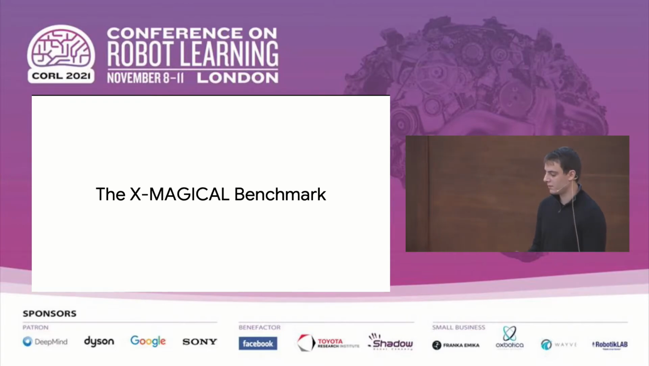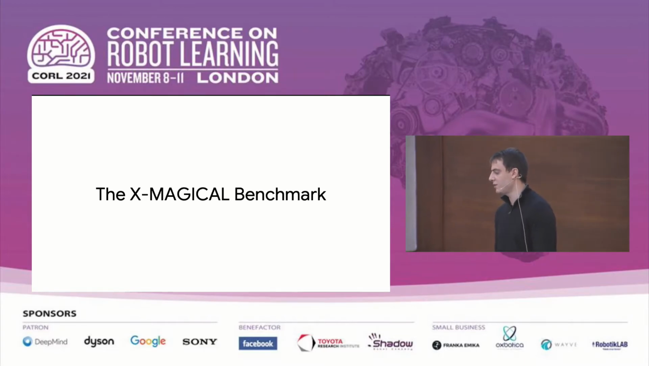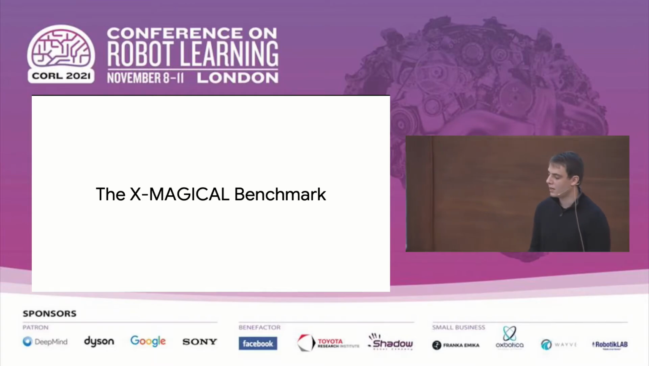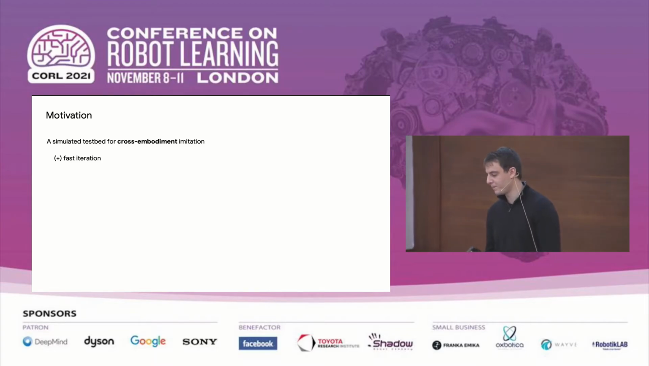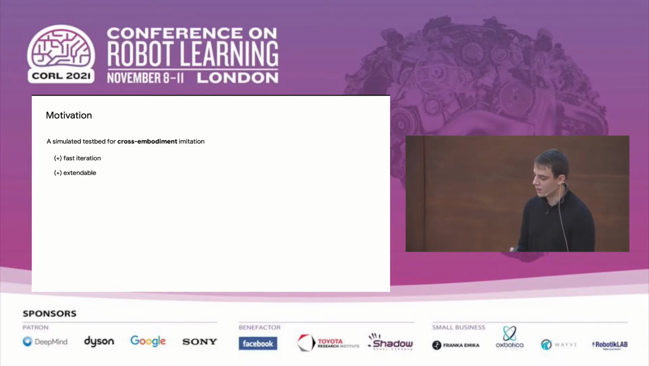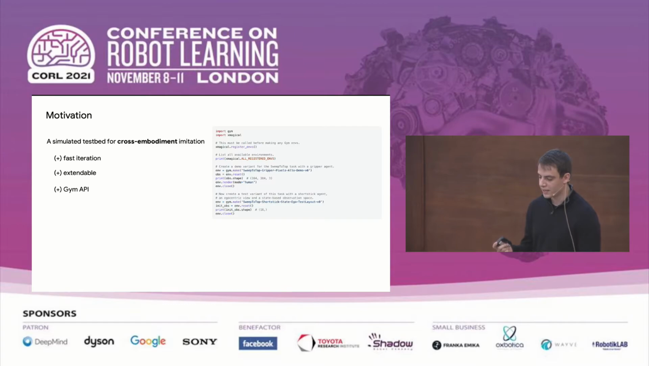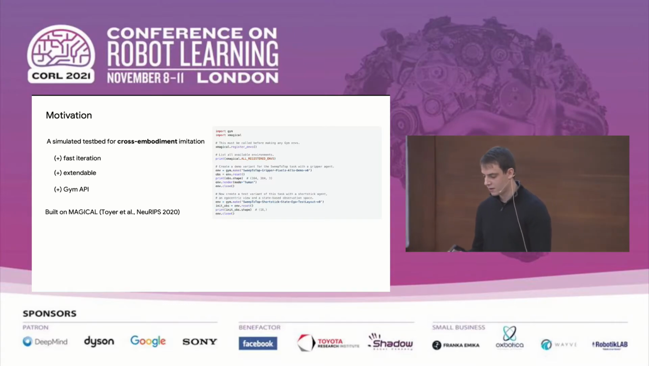To examine this cross-embodiment imitation setting, we introduced this kind of like MNIST for cross-embodiment imitation, which we call XMagical. XMagical is a simulated benchmark based on a 2D physics engine, which makes it very fast. You have very high FPS, so quick iteration. It's easily extendable: you can add new embodiments or new tasks, and it has a gym-like API. So I encourage you to check it out.